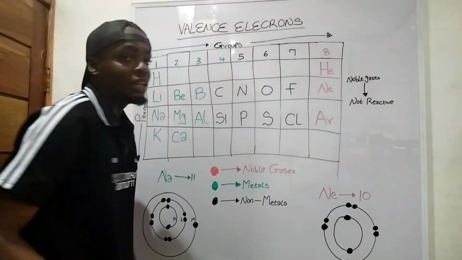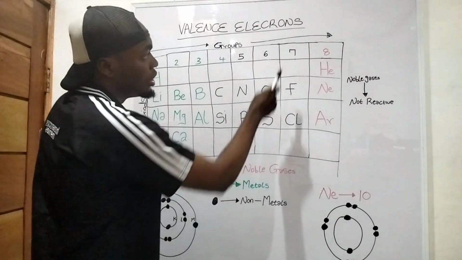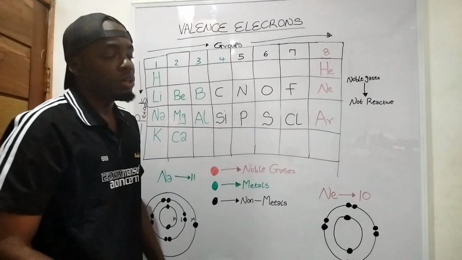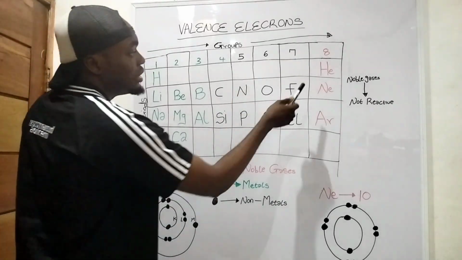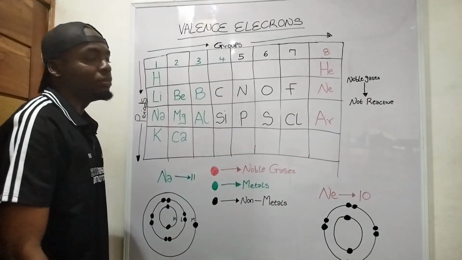So let's talk about these group 7 elements. They need only 1 electron to get their outermost shell completely filled, and that's why they are very reactive. If you have checked it up, they will tell you that fluorine is the most reactive element.